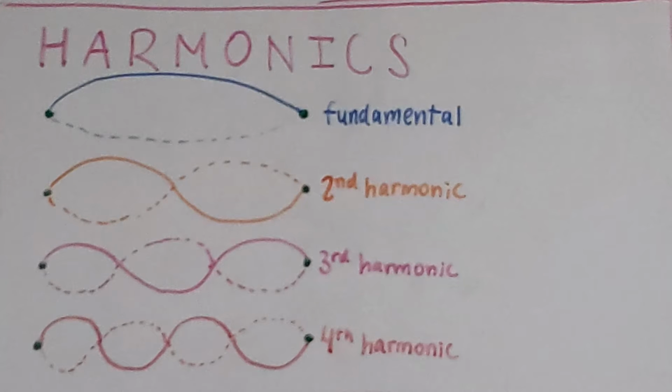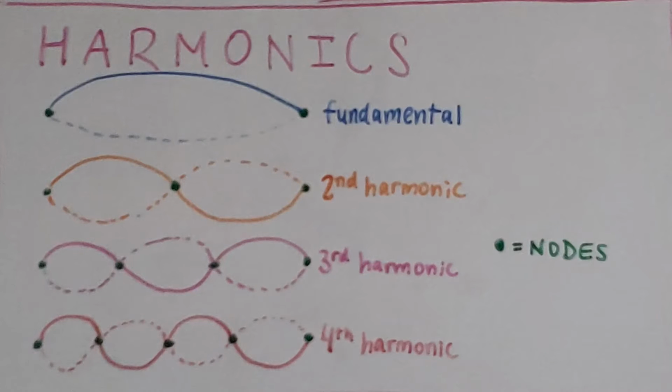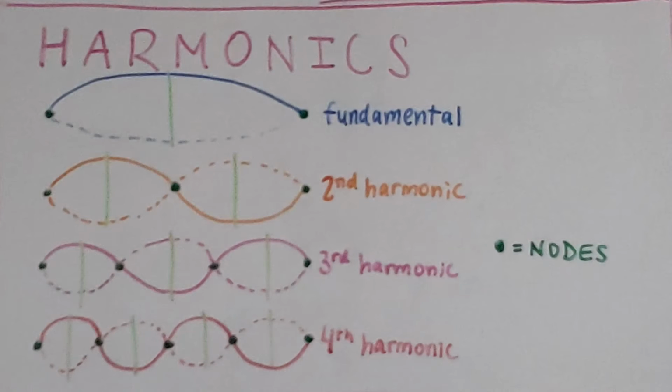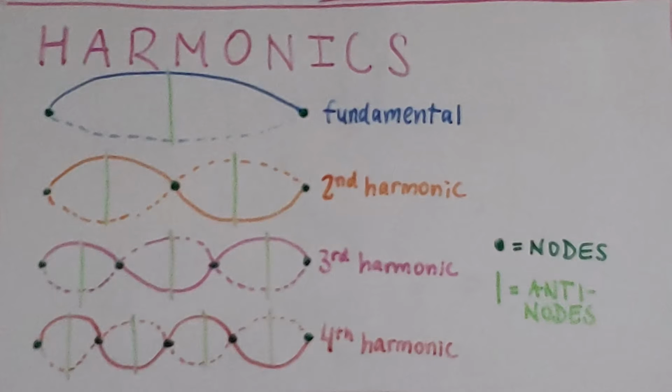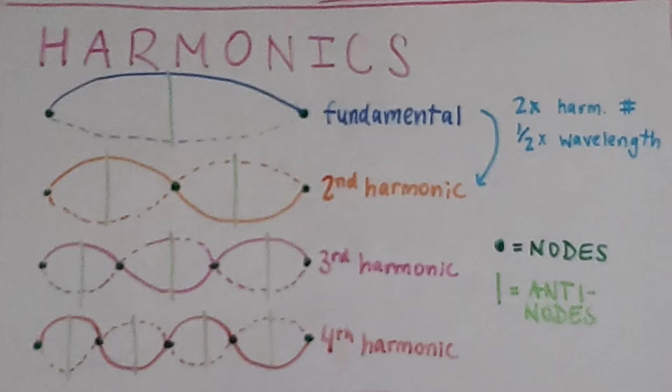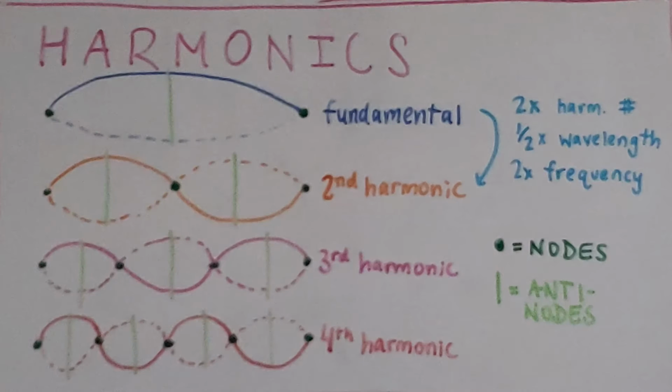There are a few points on the string where the wave's amplitude equals 0. These are called nodes. And the areas with the maximum amplitude are called antinodes. If the harmonic number doubles, the length of the wave is divided by 2, and the frequency of the wave also doubles, which just means the wave moves up and down at twice the speed.